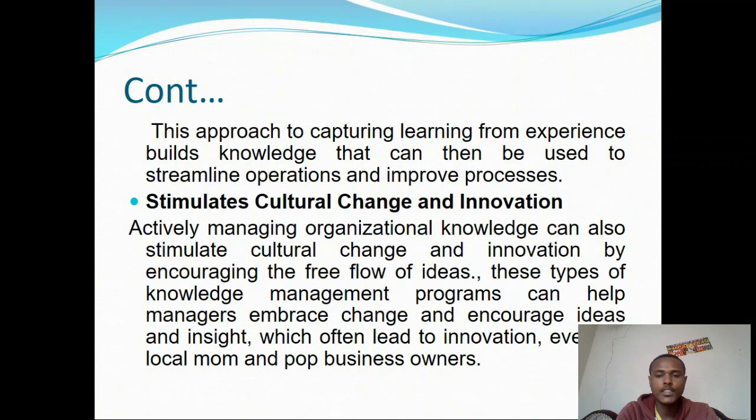Stimulate cultural change and innovation. Actively managing organizational knowledge can also stimulate cultural change, innovation, and encourage free flow of ideas. These types of knowledge management programs can help managers embrace change and encourage ideas and insights, which often lead to innovation, even for local mom and pop business owners.